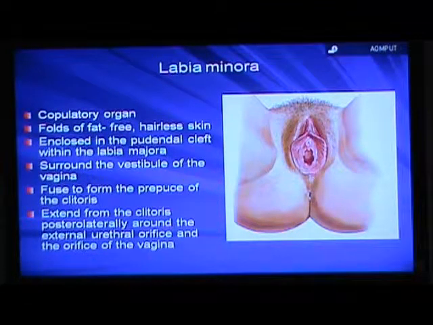Here is the vestibule of the vagina. And the labia minora fuse to form the prepuce of the clitoris. Labia minora extend from the clitoris posterolaterally around the external urethral orifice and the orifice of the vagina.